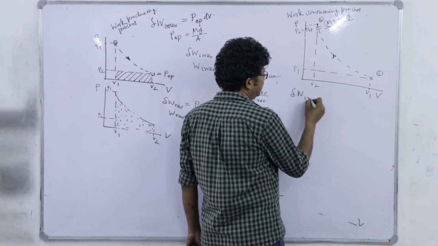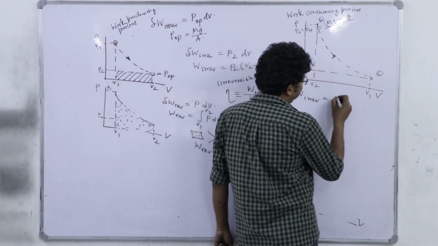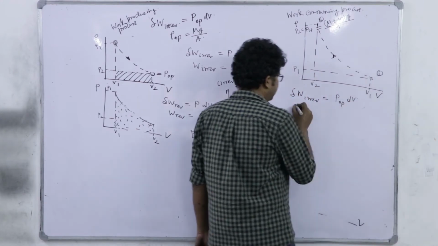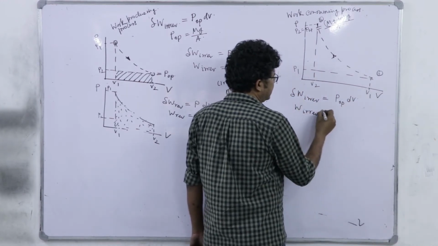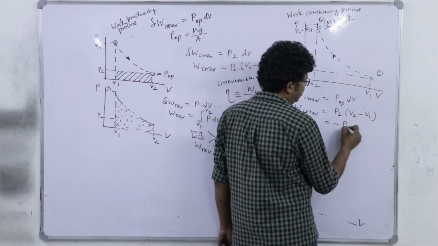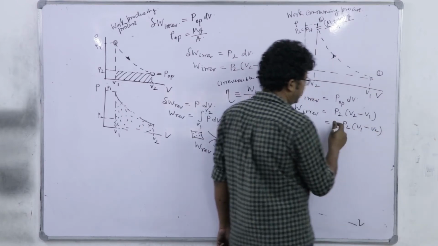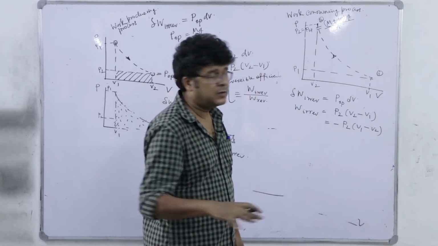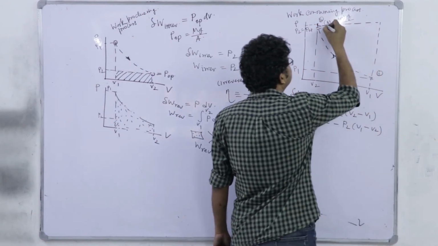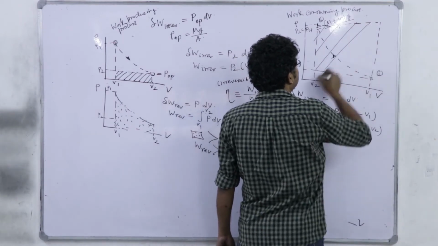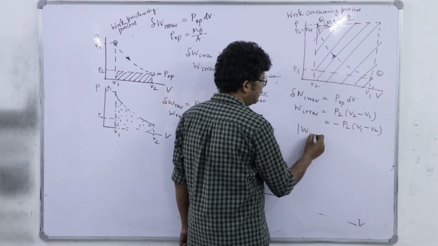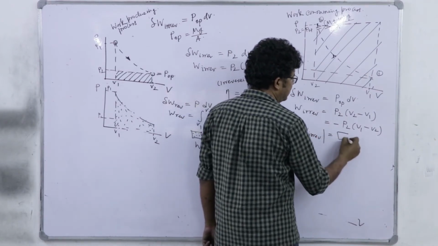W irreversible here is P opposing into dV. So W irreversible is basically P2 into V2 minus V1, or negative of P2 into V1 minus V2. Definitely the work will be negative because here we are consuming work. So what is the amount? This. So mod of W irreversible is equal to this hatched area.